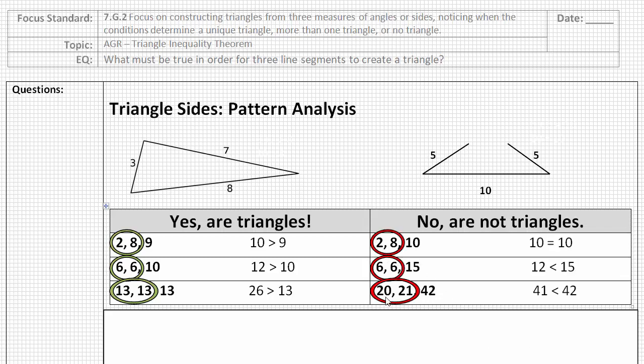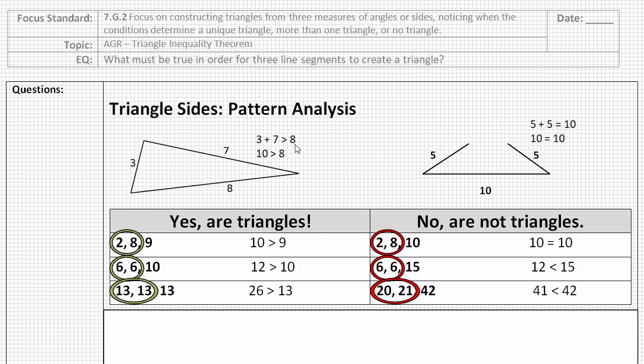What do you notice? 2 plus 8 is 10, and that's exactly equal to 10. 6 plus 6 is 12, which is less than the third side. 20 plus 21 is 41, and that's less than the third side, 42, also. Over here, the sum of the 2 small sides was always greater than the third side. Over here, where they're not triangles, they're either less than or equal to. So I think we found our pattern. Does it hold for the two triangles that we started with?